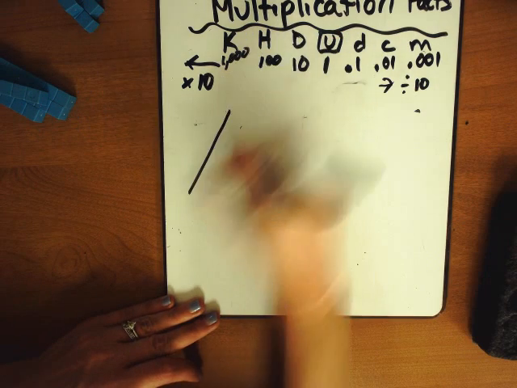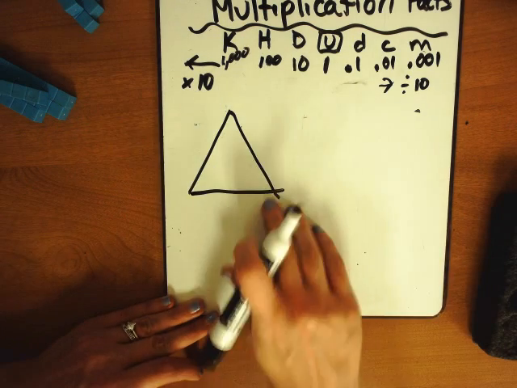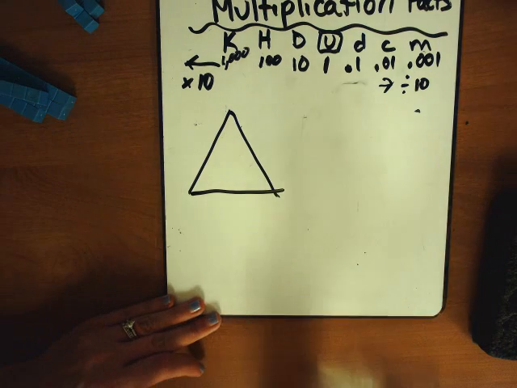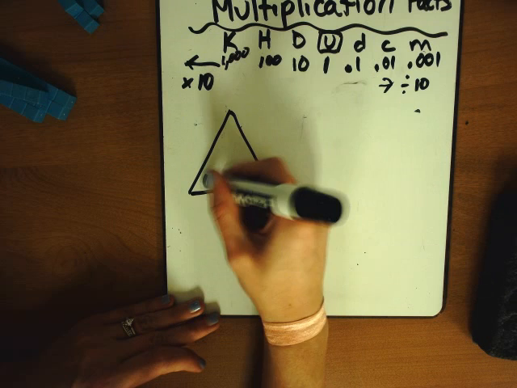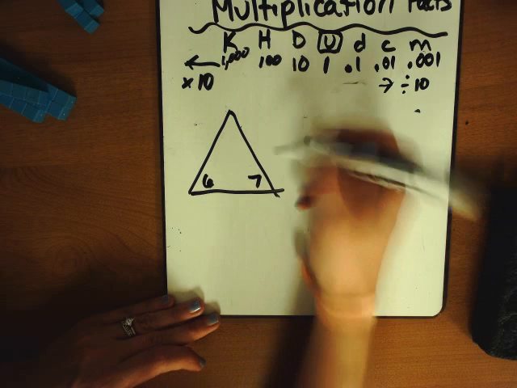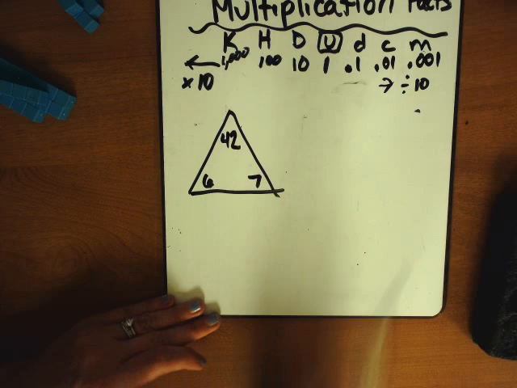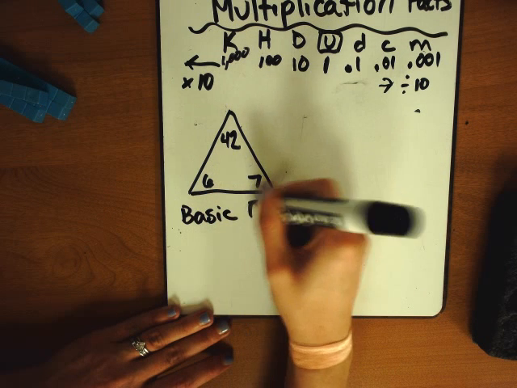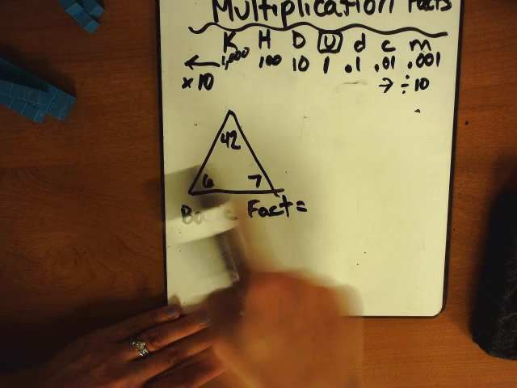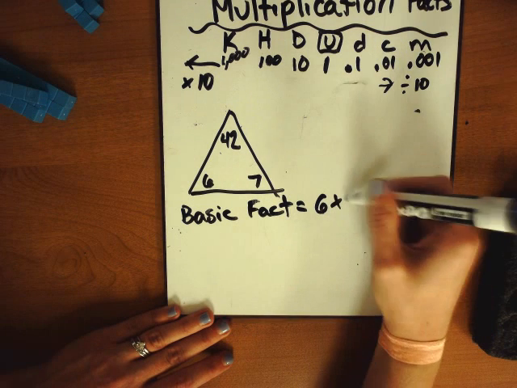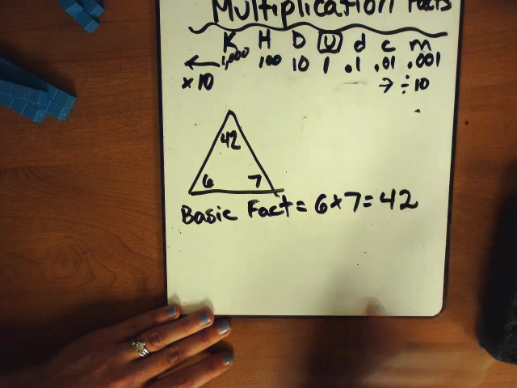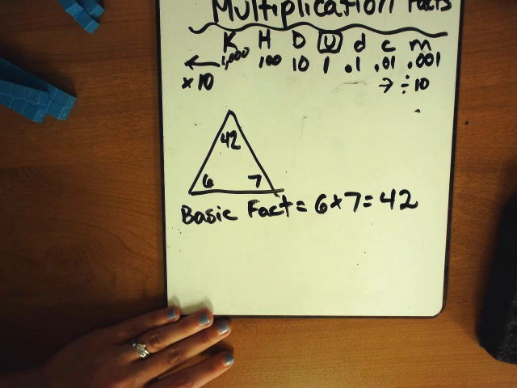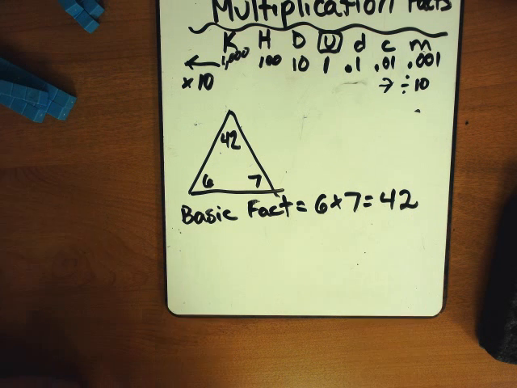Okay, so let's go ahead and draw another fact family right here. Let's do 6, 7, 42. Okay, so my basic fact right there is 6 times 7 equals 42. Okay, so go ahead and pause right here and do as many extended facts as you can think of. And when you're ready, you can unpause the video and check for your understanding.